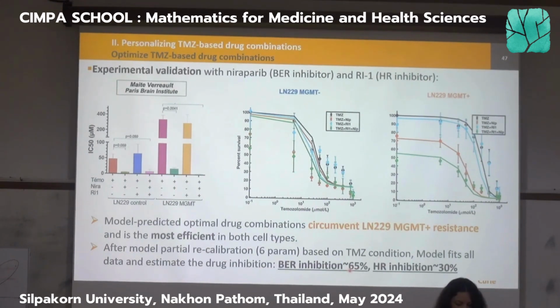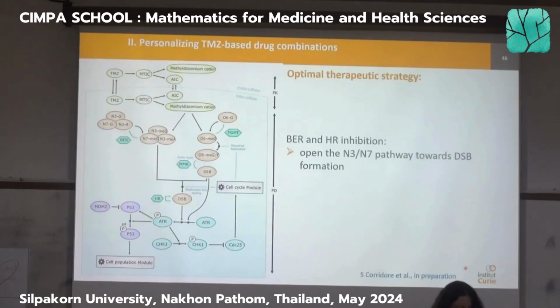Sorry, I think this one was 30% and this one was 50%. There is a mistake here. I will correct that. So the idea is that with the model we are even able to estimate the percentage of inhibition of the targets, which is something that is very difficult to actually measure in the experiment. And just to give you an explanation of why it is working.